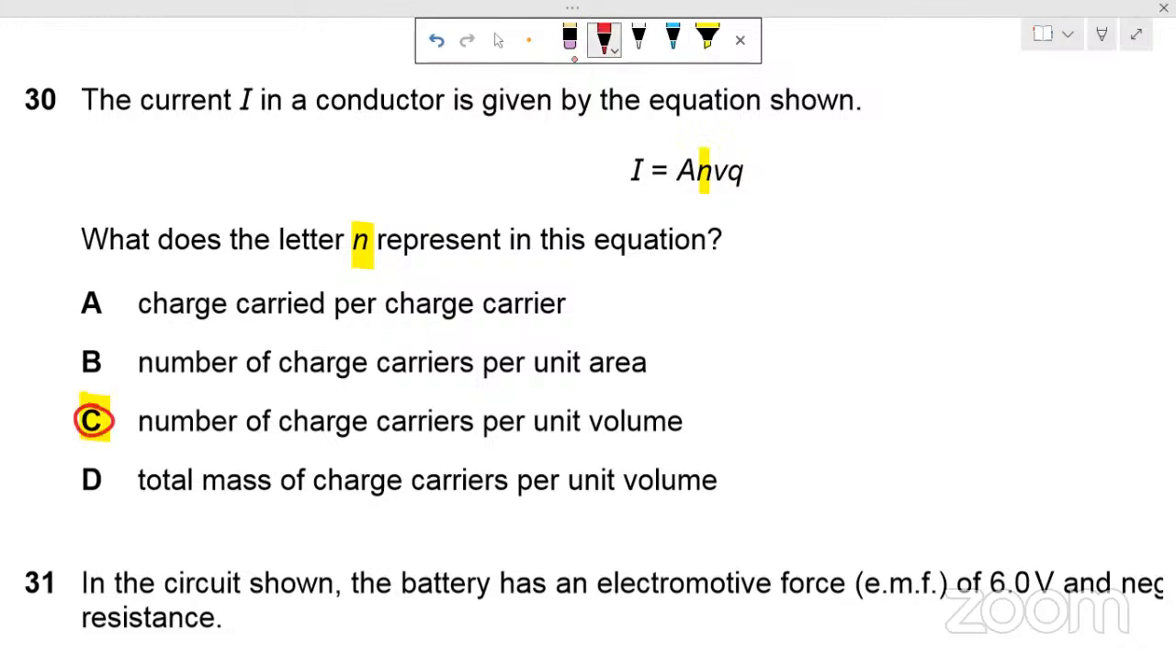What is A? A is the cross-sectional area. What is v? v is the average drift speed. q is the charge carried per charge carrier. I is the current.